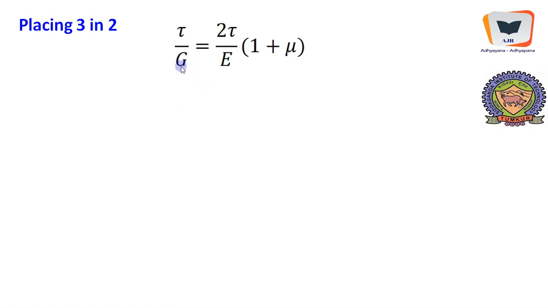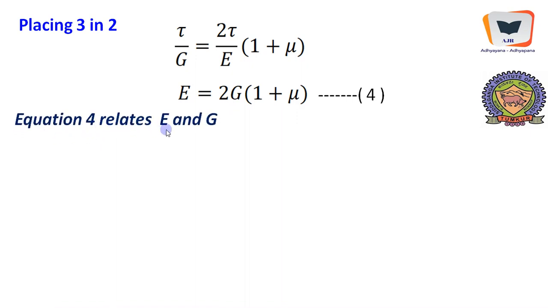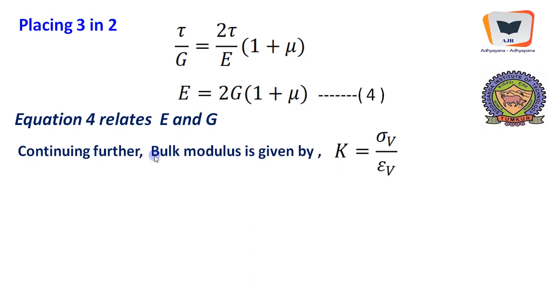E will go over here, G will move over here, and we will get a very important expression, the very first expression which relates E and G. So now we should remember forever that elastic modulus is related to G linearly. So E equal to 2G into (1 plus mu). Equation 4 relates E and G.